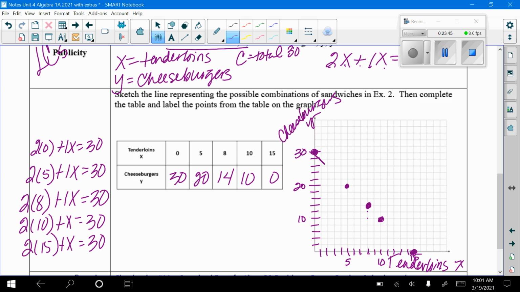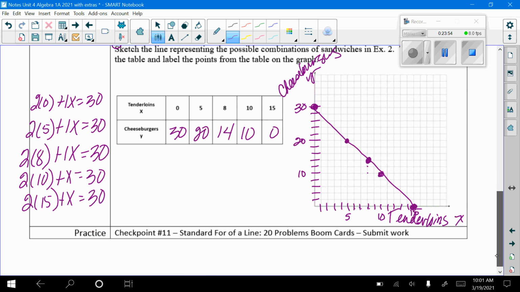And again, it's finite because you only have $30, so it's a definitive amount. And anything along that line would be a solution to this equation.